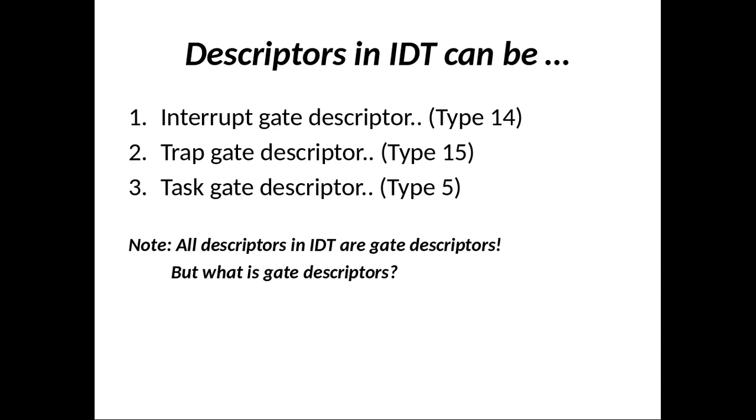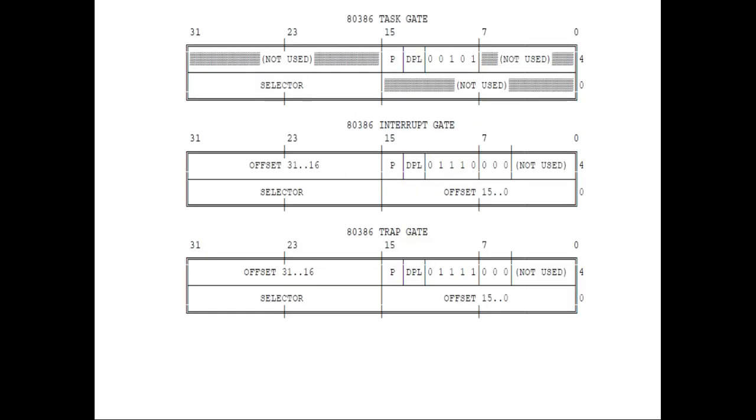So we are going to see the format of interrupt gate, trap gate and task gate. Please try to understand what the similarity is here. All these descriptors are gate descriptors. So when I say that some descriptor is a gate, it will not contain base address and limit, it will contain only a selector. Now see, this is the format of task gate descriptor.